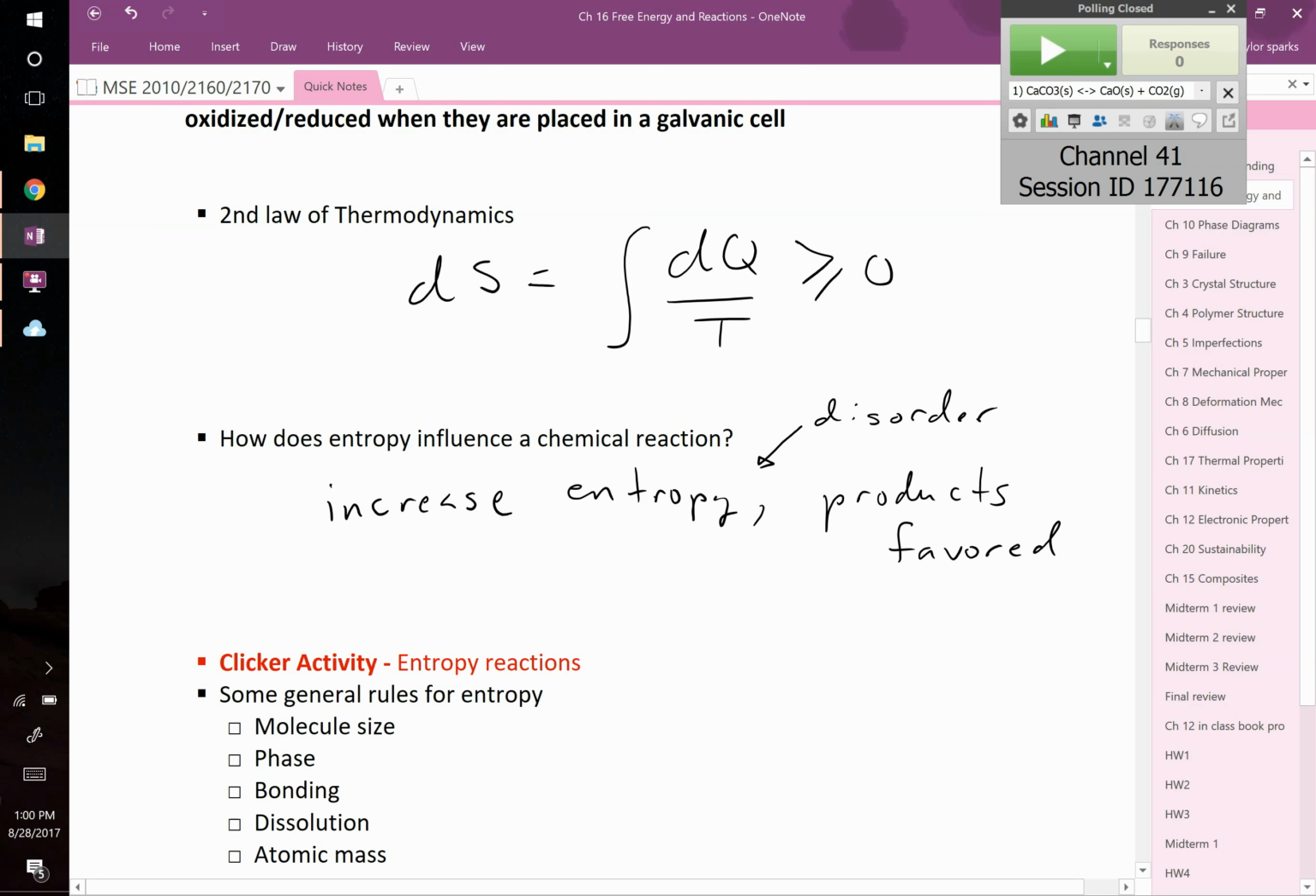If your reaction, as it's written, would shrink the entropy, then your products will not be favored. Your reactants will be favored, meaning you have to reverse your reaction, right? You're going to write it the other way. Okay? And we'll do some examples.